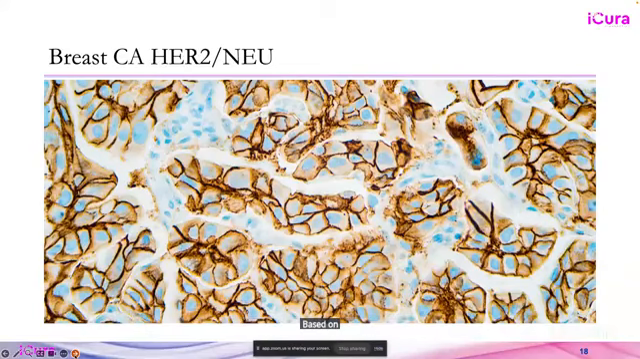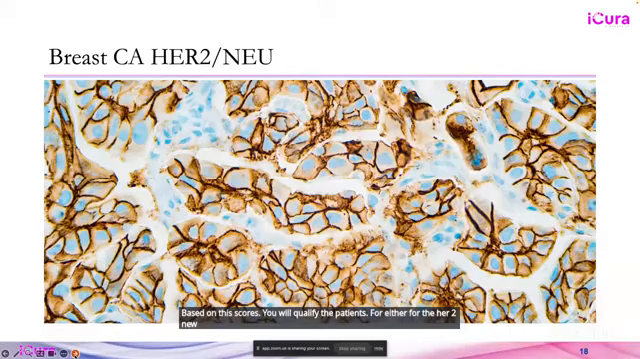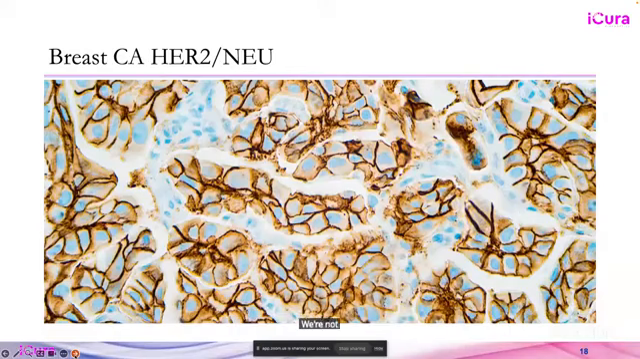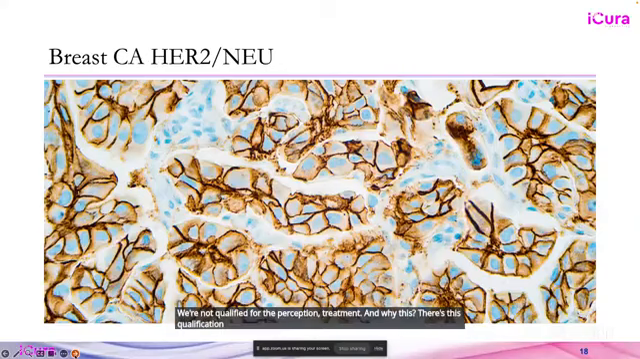Based on these scores, you will qualify the patients for either the HER2/neu Herceptin treatment or not qualify them for the Herceptin treatment. And why is there this qualification? Of course, there are scientific reasons. There are also financial reasons.